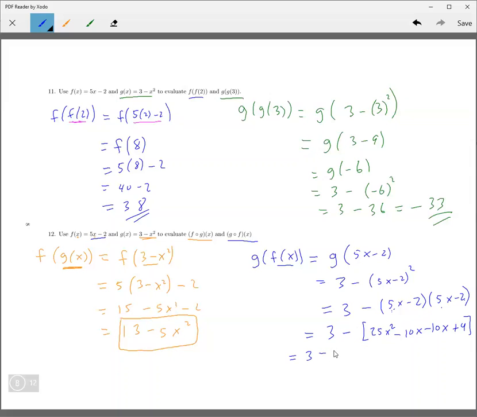Okay, now I'm going to distribute that in, so that's minus 25x squared, plus 10x, plus another 10x, and then minus 4. Okay, so 3 minus 4, that's -1. I'll start with this one though, negative 25x squared, plus 20x. Those two add to 20, and then there's 3 minus 4, that's -1. Okay, any questions at this point?